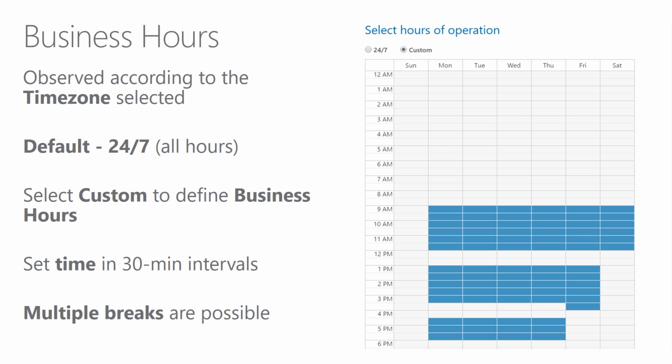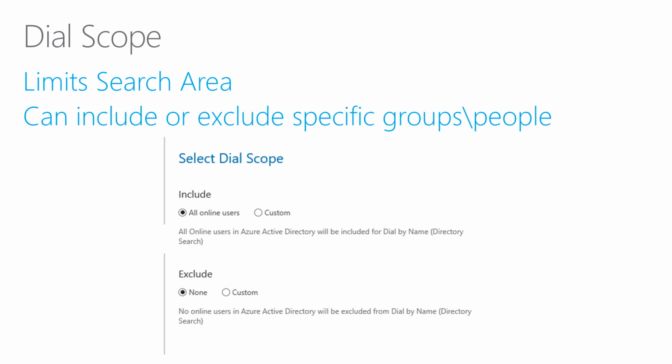For business hours, you can use little blue rectangles and you can color them for open hours, and if they remain gray, this means you're closed. By default, auto attendant is available 24/7, but you can use custom to define those hours. You can set the time in 30-minute intervals, and you can do multiple breaks during a day. The dial scope will limit the search area and can include or exclude specific groups or people.